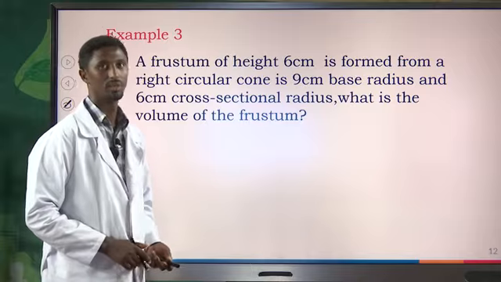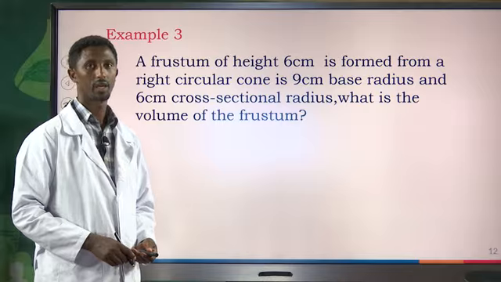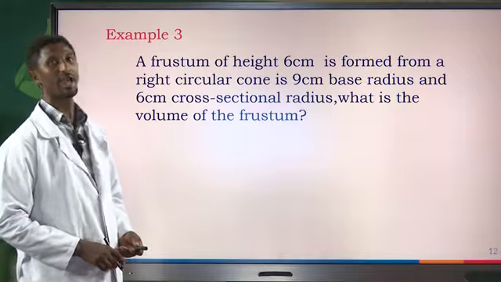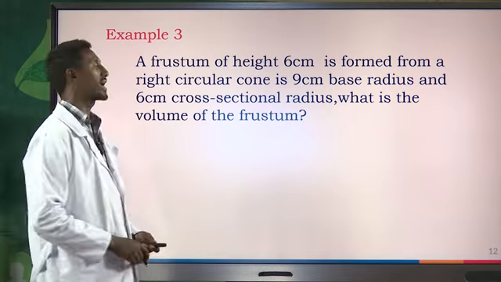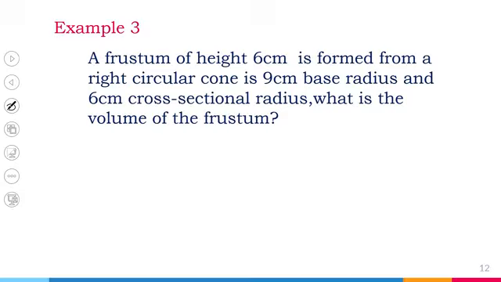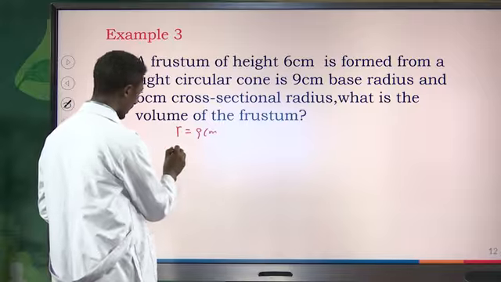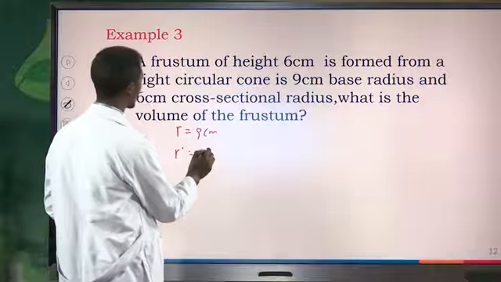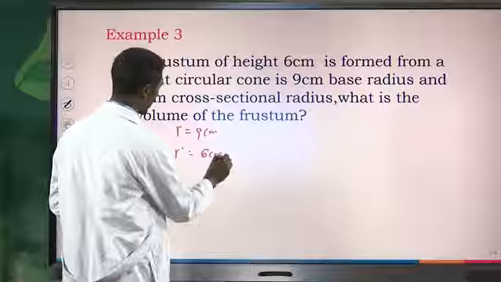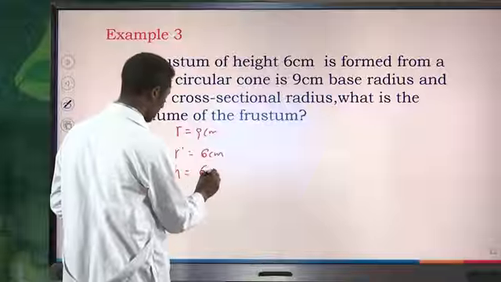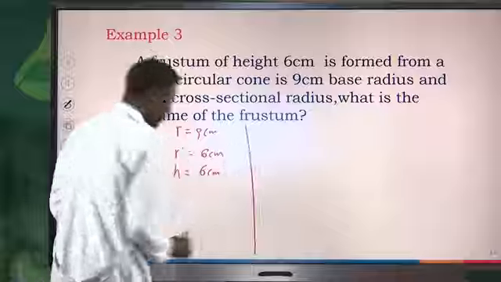Here we have an example. A frustum of height 6 cm is formed from a right circular cone with a 9 cm base radius and 6 cm cross-sectional radius. What is the volume of the frustum of the cone? Here the radius of the base is given, 9 cm. The radius of the cross-sectional area is given, 6 cm. And the height of the frustum is given as 6 cm too. So what is the volume?